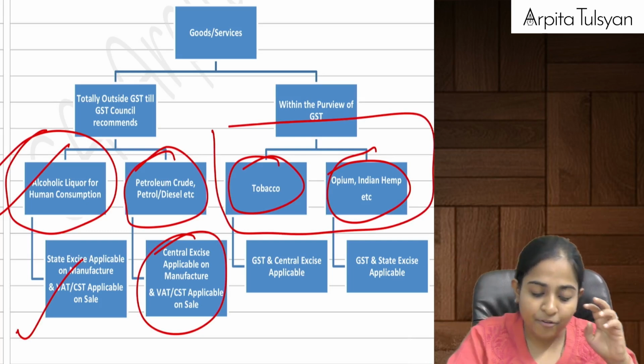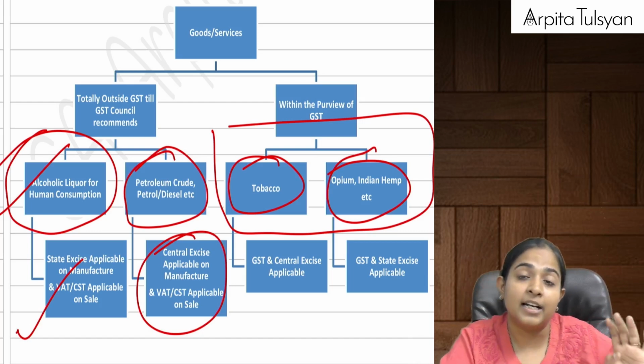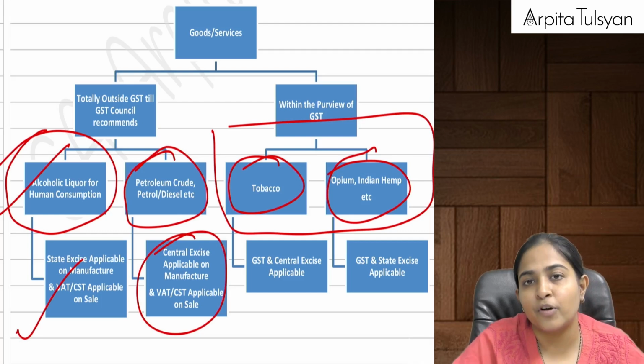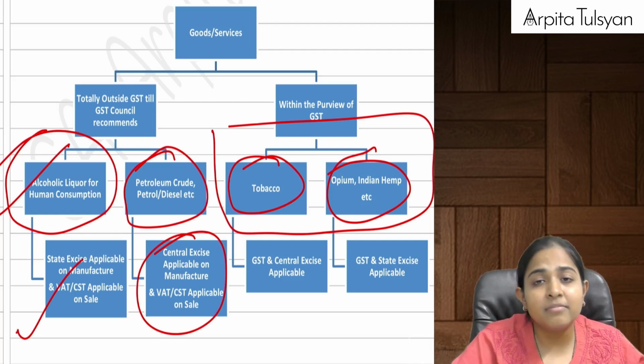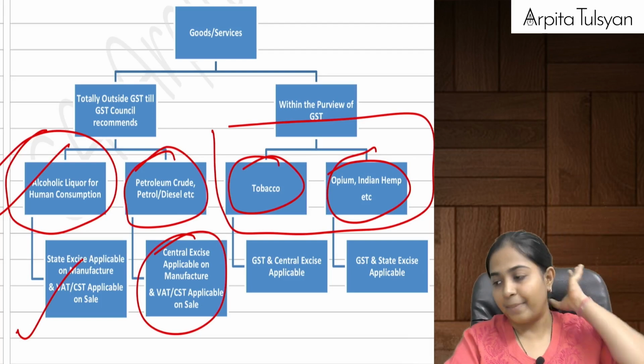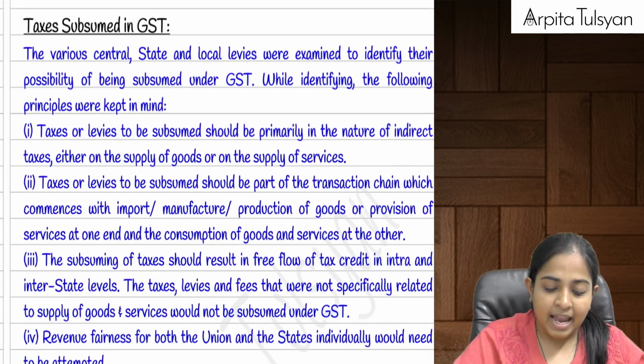Okay, at the time of manufacture, central excise or state excise is applicable, and at the time of sale, GST is also applicable. Okay, alcoholic liquor is totally outside the purview of GST. Petroleum, diesel, natural gas, petrol, etc. On that, the GST will be applicable, but from a notified date, which will be notified later on. Are you clear with this?